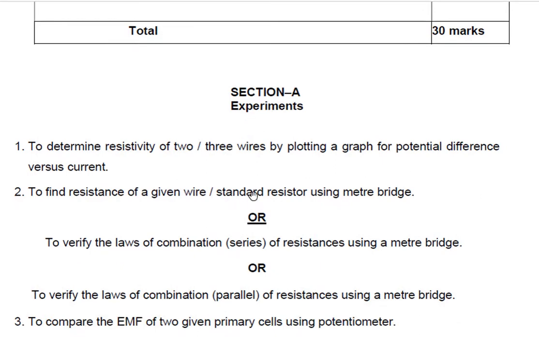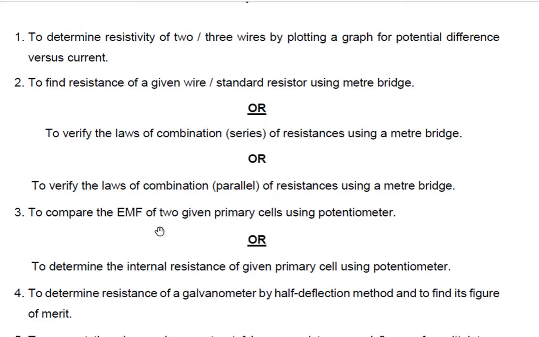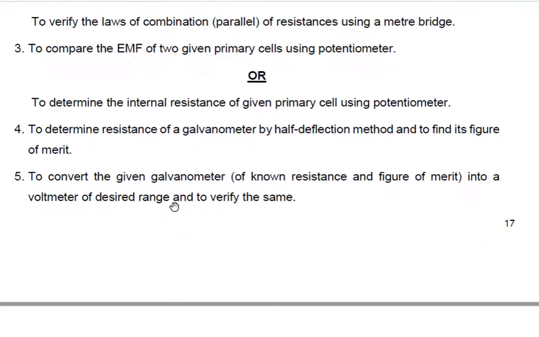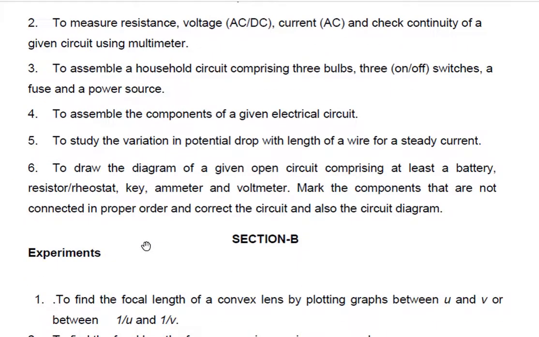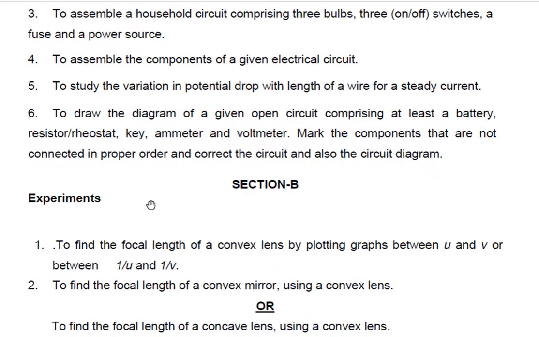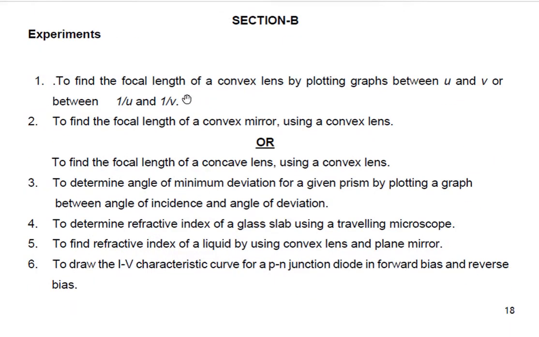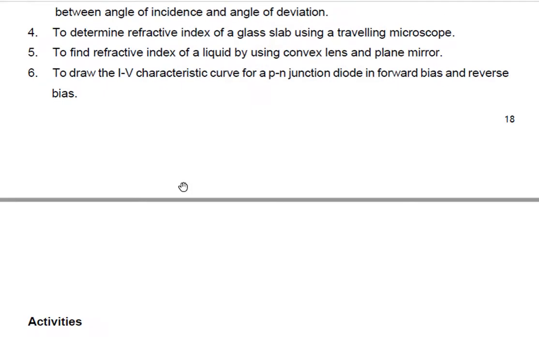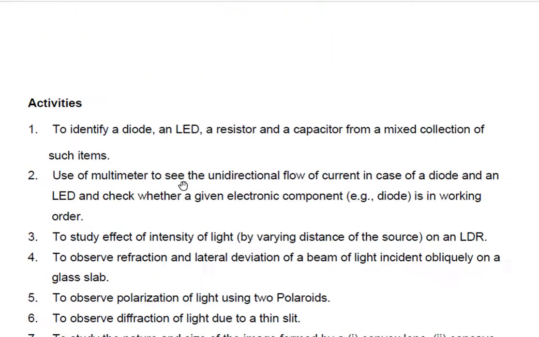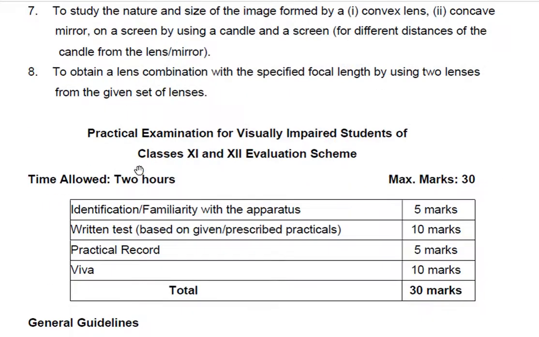These are the syllabus for experiments. Section A, you can choose any 4 of these experiments, and these are activities. Next is section B, these are experiments, you can choose any 4 of the following experiments, and these are activities.